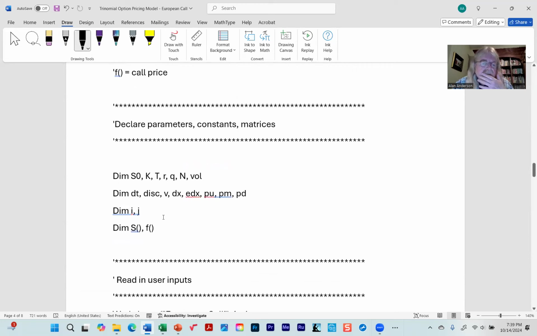Now, these are all the constants. We need to use the dim statement, or we should. This is not mandatory, but it's a good idea to have a list in the beginning of all the variables that you're planning on using, or constants for that matter. And so you can see most of them are held over from the last time. The only ones that are new are these.